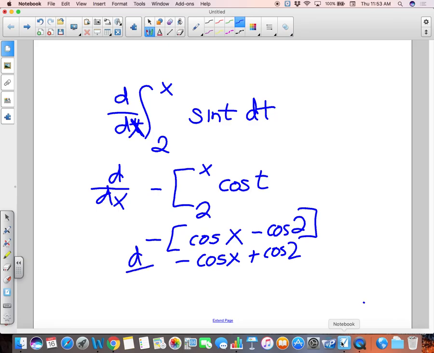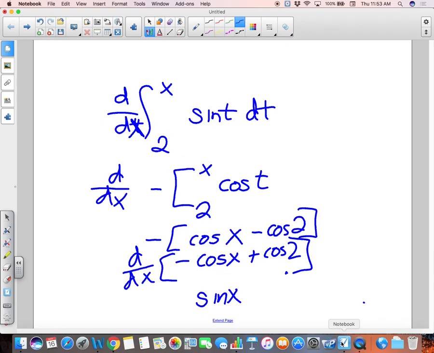Now let's go ahead and take the derivative. What's the derivative of negative cosine? Sine of x. And what's the derivative of the cosine of 2? Zero, because the 2 is a constant, right? So it does nothing. If it's not a function of x or an x, it's not going to do anything.